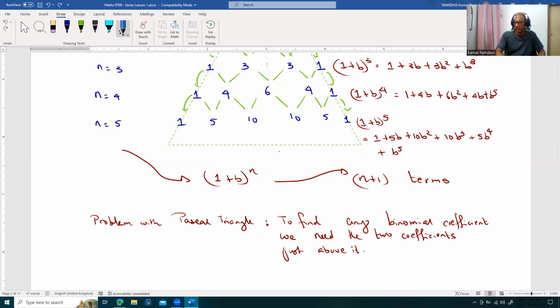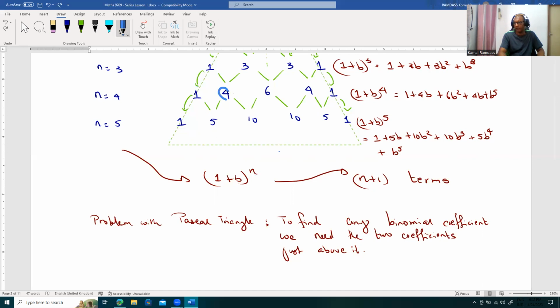OK. Et là, mon bouquin dire que, comme on a n is equal to 5, nous trouvons que on a n, 2, 3, 4, 5, 6. Ça veut dire 1 plus b to the power of n, on gagne n plus 1 terms after expanding, after the expansion.